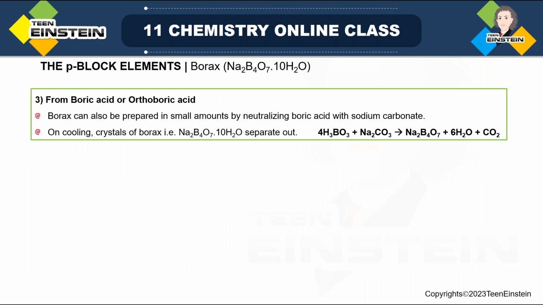The third method is starting from boric acid or orthoboric acid. Now you can call it H3BO3, which is boric acid. You can also call it orthoboric acid. Both the names you should know, because when you solve some problems, sometimes it is mentioned as boric acid, sometimes orthoboric acid. So both the names should be known.